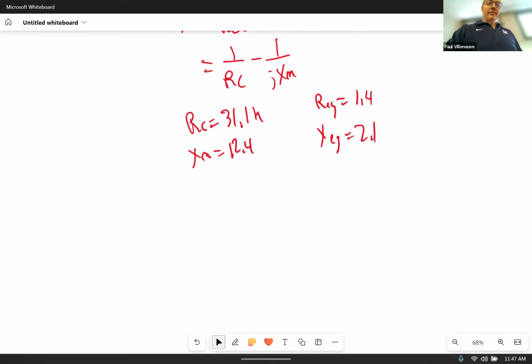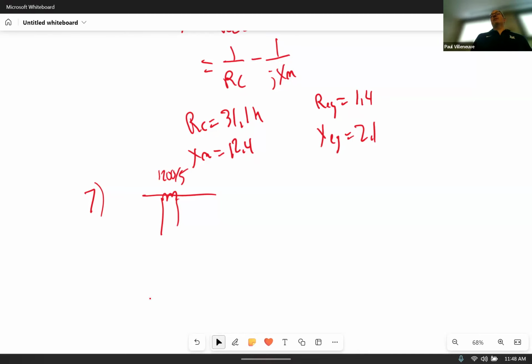Last problem. So I have a 1200 to 5. Remember my CT: the primary winding has one turn. The secondary winding has all the other turns. So this is 1200 to 5. I take 1200 amps and convert it to 5 amps, right? Which means the current goes down, so the voltage has to go up. So the turns ratio here is going to be 1 to essentially 240, right? 5 times 240 is that. So I know what the turns ratio is. The drop across the load is 50 volts.